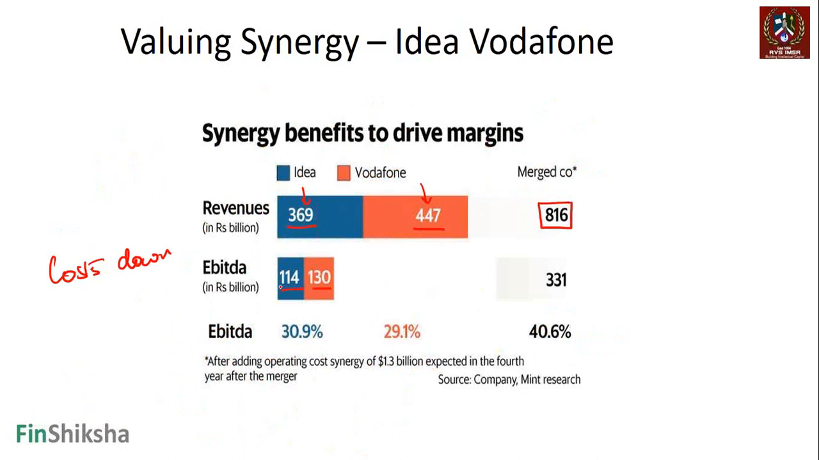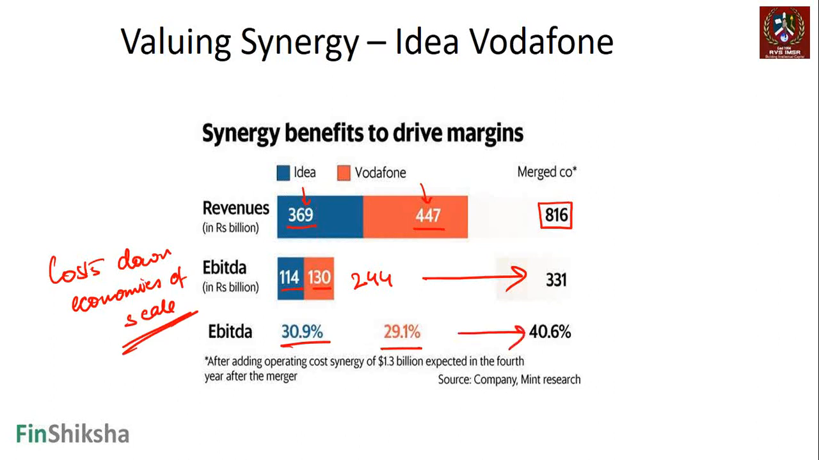So what will happen is EBITDA, which is individually, if you add this up, is 244, will actually increase to 331. So that's an example of economies of scale playing out, right? Very clearly, they might have similar infrastructure, marketing, you might have towers that you're using that results in individual operating margins giving way to a bigger one. And they're adding operating cost synergy of $1.3 billion expected in the fourth year after merger. So this is basically an expected number in the fourth year after the merger, right?